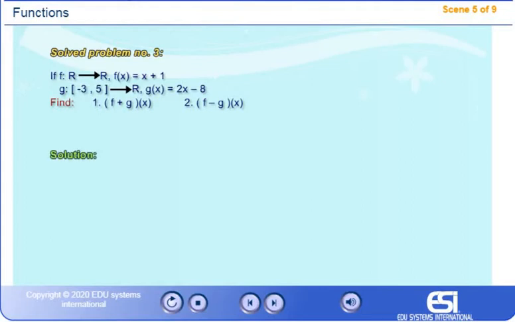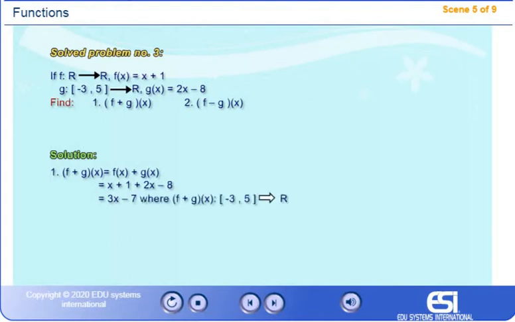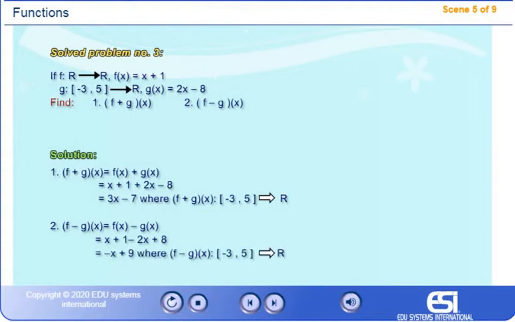Solution. 1. (f plus g) of x equals f of x plus g of x equals x plus 1 plus 2x minus 8 equals 3x minus 7, where f plus g of x is a function from the closed interval [-3, 5] to R. 2. (f minus g) of x equals f of x minus g of x equals x plus 1 minus 2x plus 8 equals negative x plus 9, where f minus g of x is a function from the closed interval [-3, 5] to R.